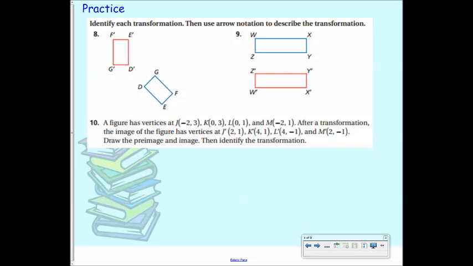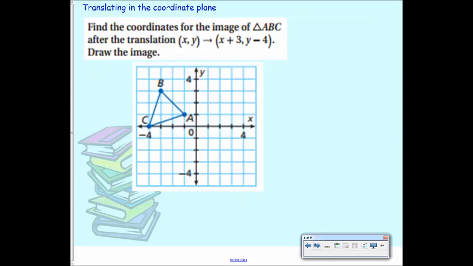Okay, with translations, the other way you can do them is to be given what we sort of will call a vector. But what a vector means is basically just direction and movement. So what's happening here is we've got our original coordinates, x, y. And this right here is essentially just the directions that tell you how much it moved. Okay, so each x coordinate is going to move how much? 3 which way? To the right. And then each y coordinate is going to move down 4. So all the x's will move 3 to the right. All the y's will move down 4.